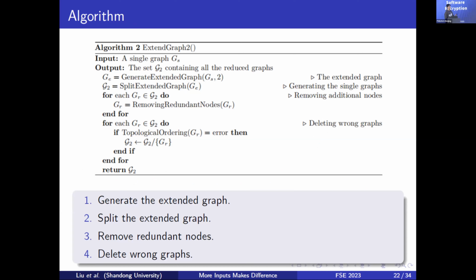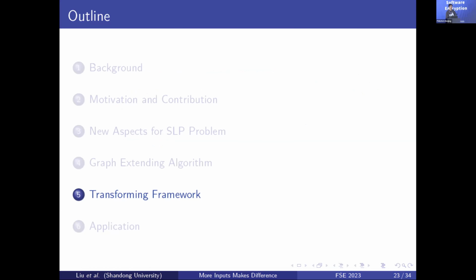And this is the algorithm. It has 4 steps. First, we need to generate the extended graph based on a single graph. That is the imitation of the linear layer. And then we need to split the extended graph into many equivalent circuits. And then we need to remove redundant nodes. And finally, we need to delete wrong graphs. And then these graphs can be optimized by our framework. And next, we'll introduce the transforming framework.